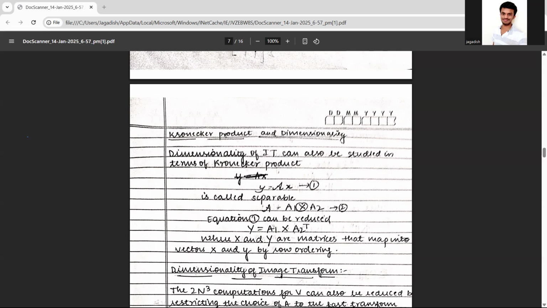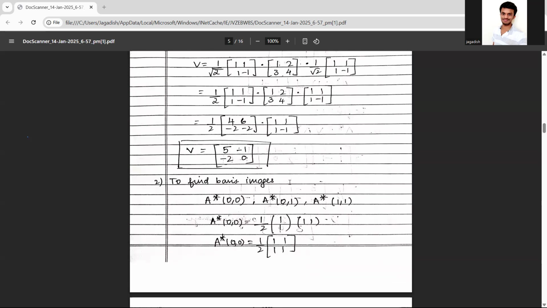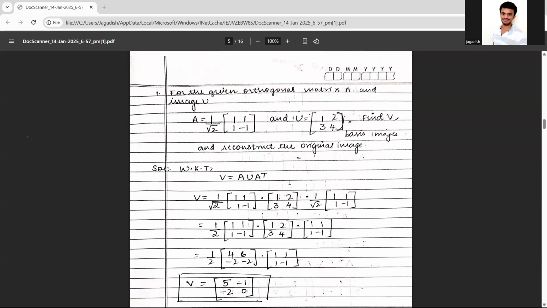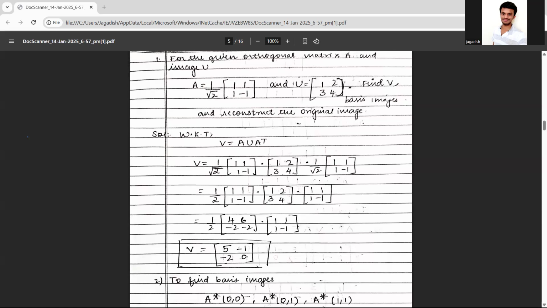So, can you teach second problem again? Which one? Which I have to teach? Basis images, huh?